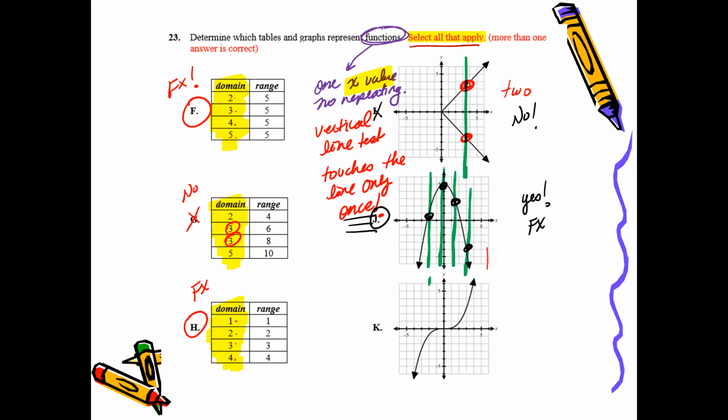Last one, K. If I draw a straight line, it only touches it once. Draw another straight line, only touches it once. Draw another straight line, only touches it once. So yep, K is also an answer. So for this question, because this is select all that apply, you better select F, H, J, and K. You gotta select all 4 of them to get this question right. I know that sucks, but that's the way they're gonna ask you the questions like that sometimes.